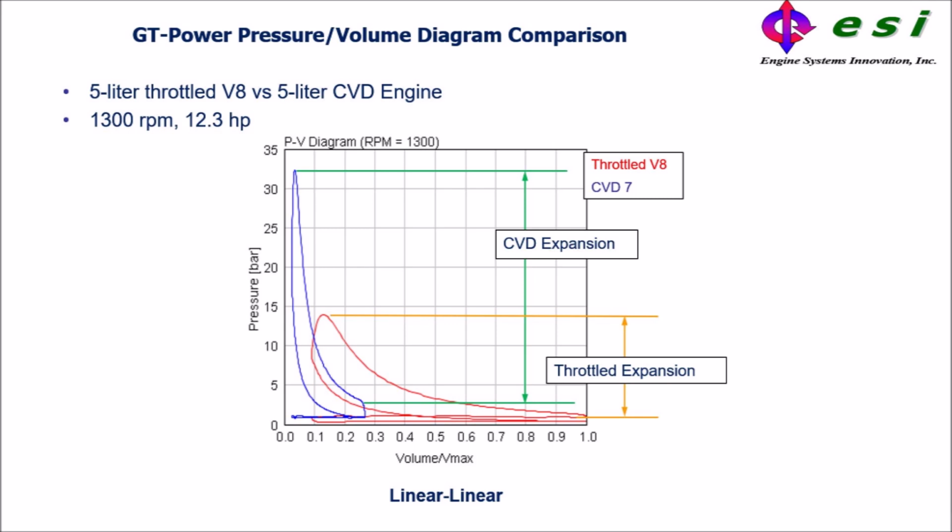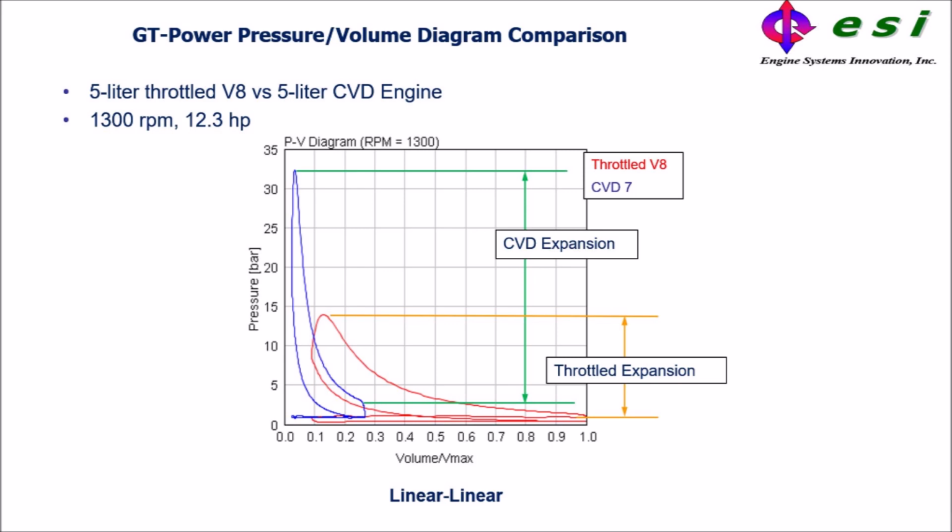This slide is the most important piece of information in this video. We're looking at the same PV diagram, but with a linear scale, not the traditional log-log scale. The dramatic improvement of the expansion ratio at this operating condition almost doubles the indicated efficiency. For the CVD engine, this is the mother lode.